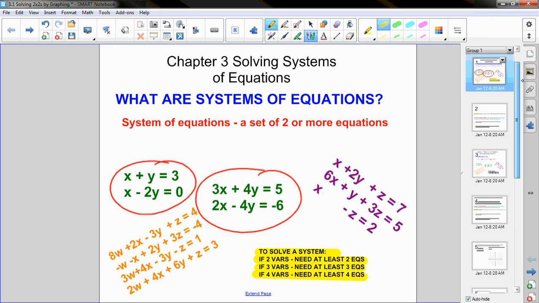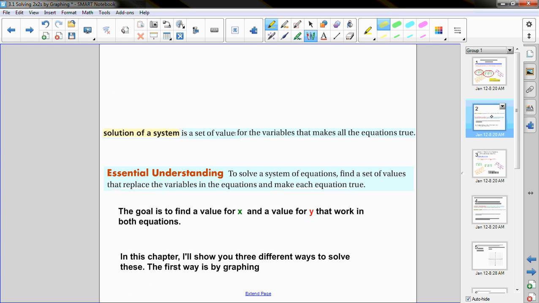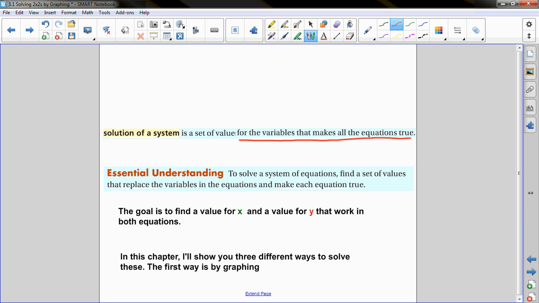So what is important for you to understand when we talk about what's a solution? A solution to a system of equations is a set of values that makes the equations true. Okay, so that's what we're looking for. We're looking for values that make both of those equations true. And to solve them, that's what we're going to do. We're going to find values that make each equation true. Okay, that's important. So when I say solve the system, and if we're looking at x and y, you're going to find the x and the y that make them both true.